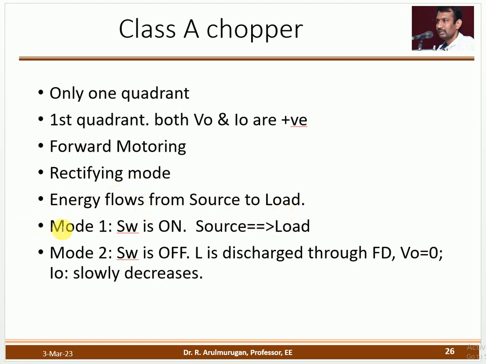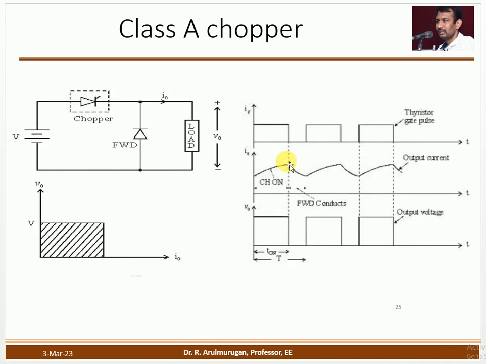It has two modes of operation. Mode 1, switch is closed, source to the load. Mode 2 condition, what about that one? Switch is off, energy stored in the inductance, it discharges. Okay, so discharge slowly. Slowly discharge. Okay, so what is output voltage across? 0. So this is about the class A chopper.